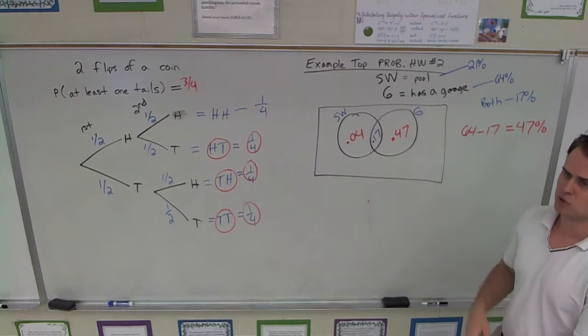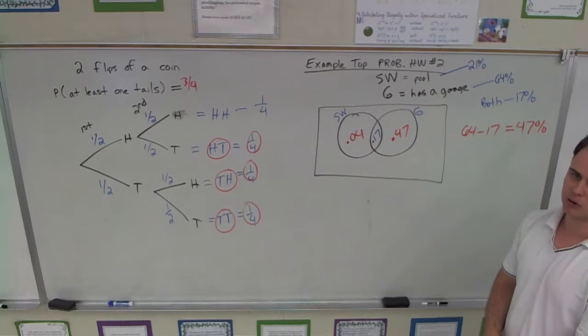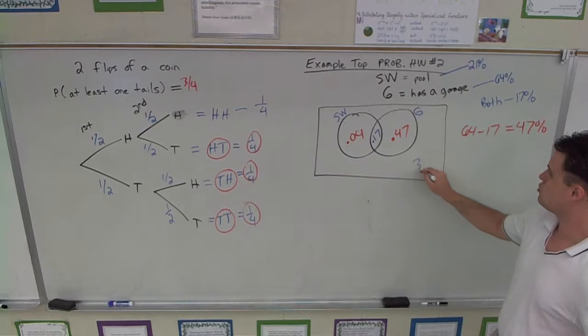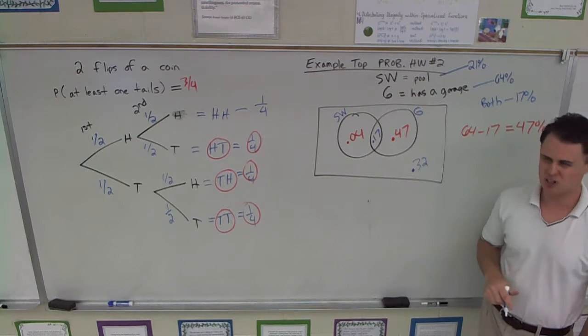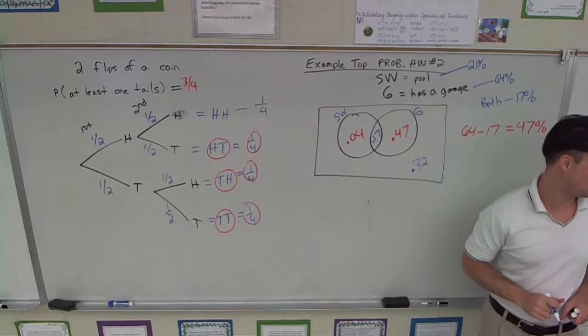100% minus all those numbers. So what is 100 minus 47 minus 21? I don't know. Help me out. 32. 32%. I like to write these as decimals, not percentages, just because it's easier for me to stick them on the Venn diagram. That's up to you, of course, right?